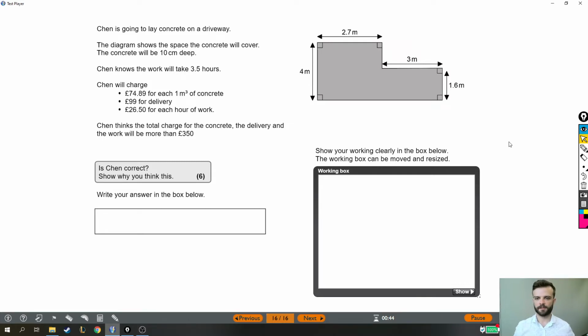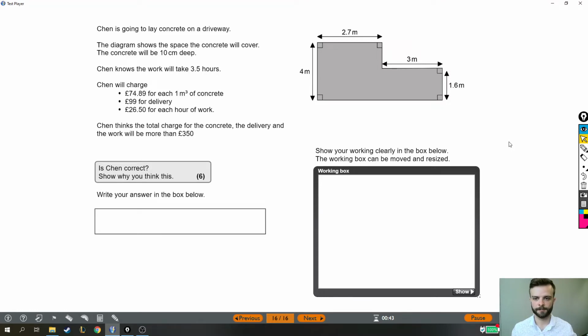So, Chen is going to lay concrete on a driveway. The diagram shows the space the concrete will cover. The concrete will be 10 centimeters deep. Chen knows the work will take 3.5 hours. Chen will charge £74.89 for each 1 metre cubed of concrete, £99 for delivery, and £26.50 for each hour of work. Chen thinks the total charge for the concrete, the delivery, and the work will be more than £350.